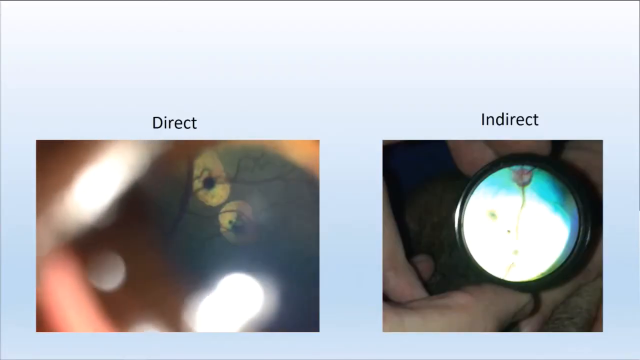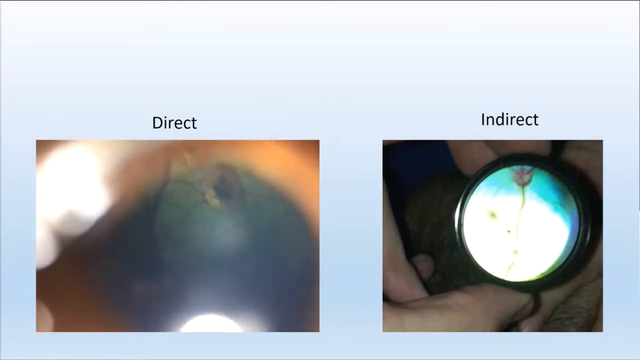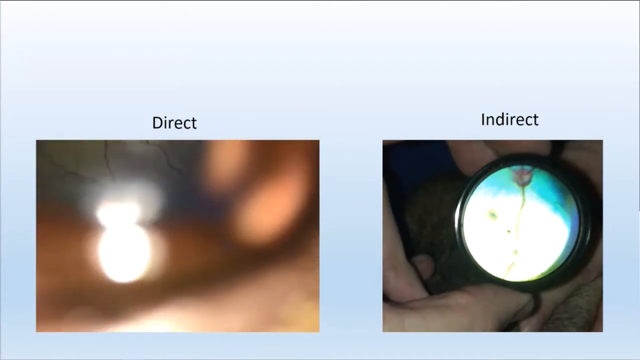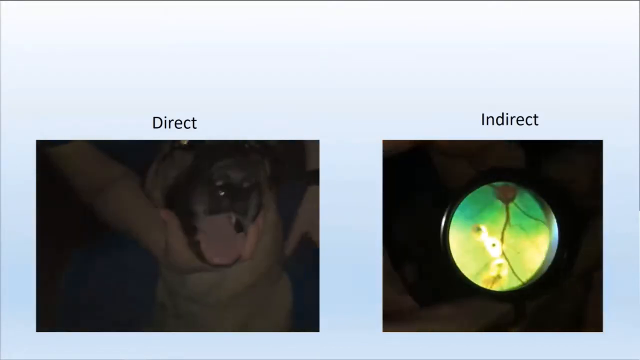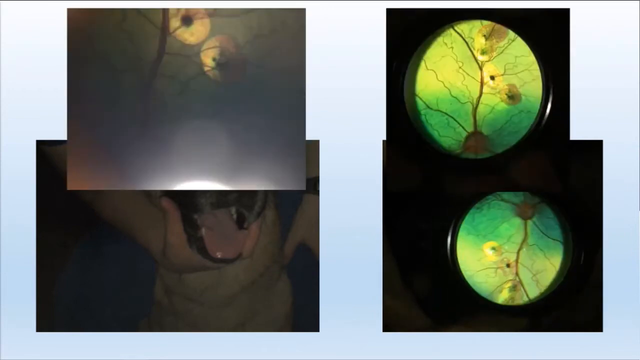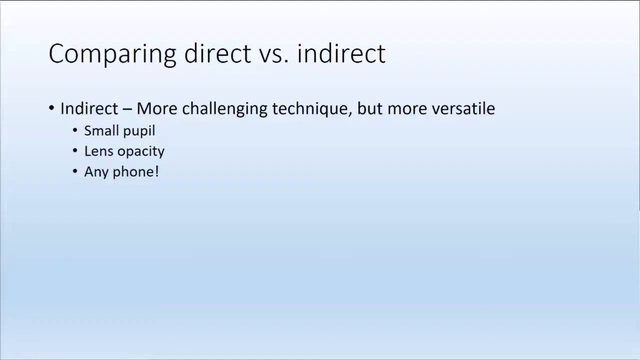I do find that when you get nice images with the direct technique and you don't have the limitations of lens opacities or small pupil, et cetera, you get really nice, rich, focused images. With the indirect technique, it's often harder to balance the light because it's taking so much more of it. So I get sharper, crisp images. I didn't save the best screenshot in the left image, but I think I get better quality. The example of the cat with toxoplasmosis was a great example of how crisp those images are.